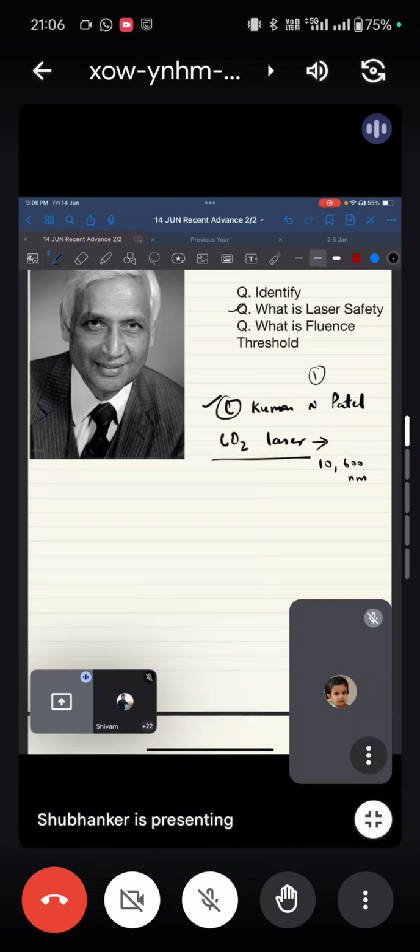So to reiterate, I'll just go over the important ones, and other things I'll add in the PDF. The first thing is, wherever the laser surgery is being carried out, outside the OT there should be a board which should signify that a laser surgery is being carried out inside.